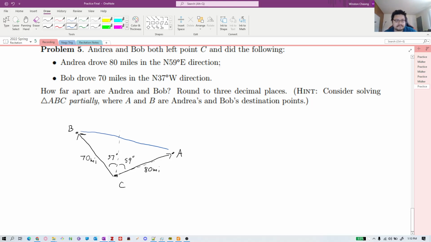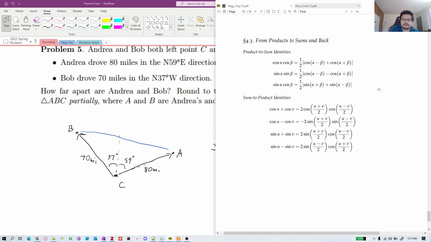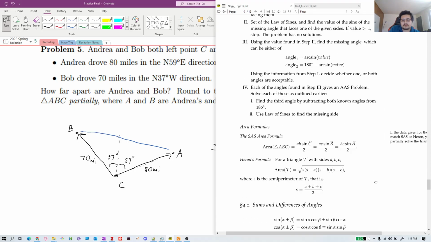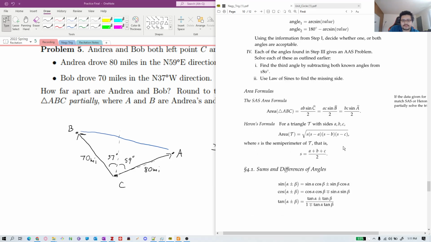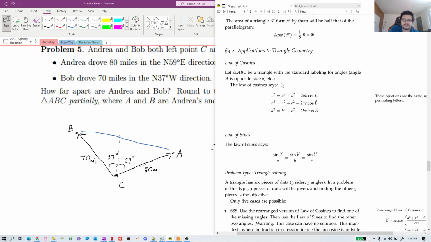That's 37 plus 59, that's 96 degrees. Okay, 96 degrees. And we have these two things. That kind of reminds me of a formula. I think there's a formula that will just give me the other side. So that's area. That's not what we want. We want the side length. Law of cosines. Yes, yes.